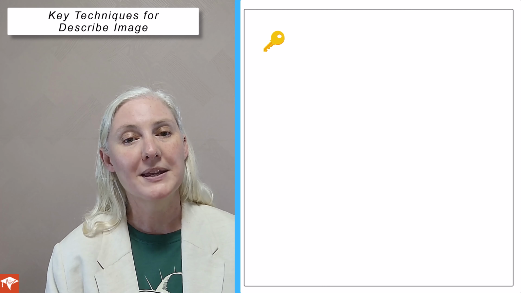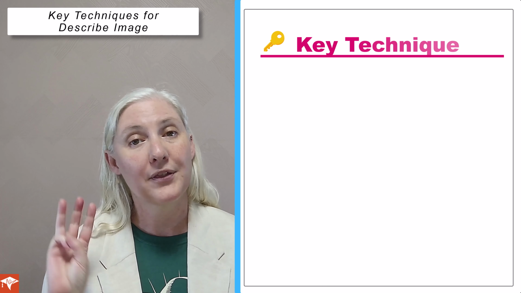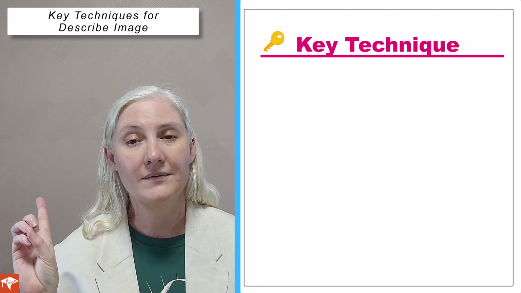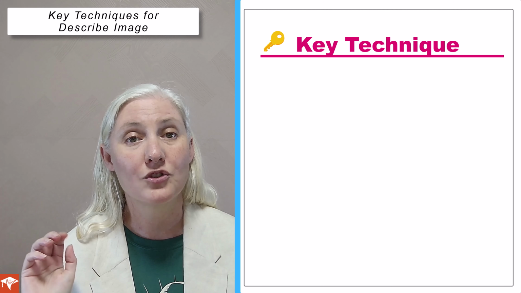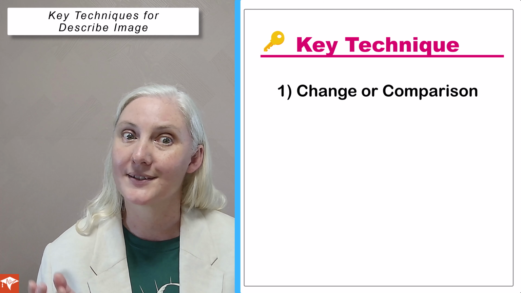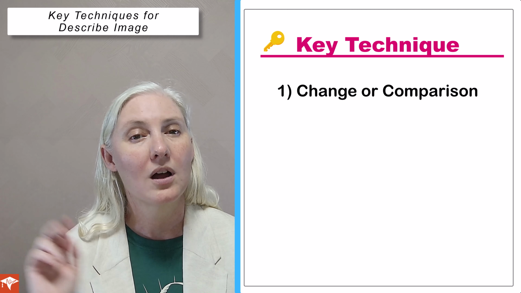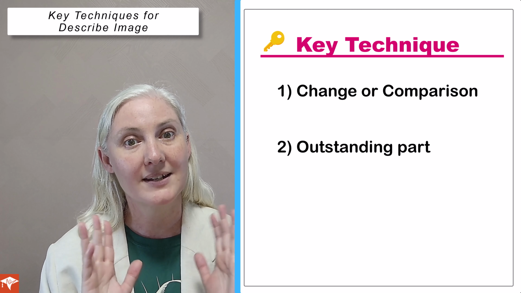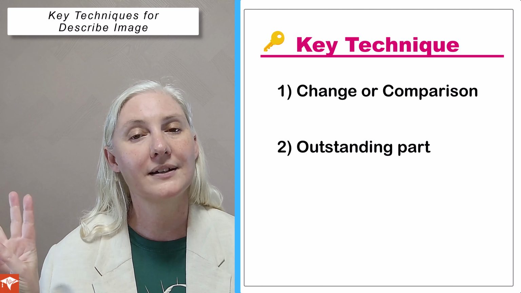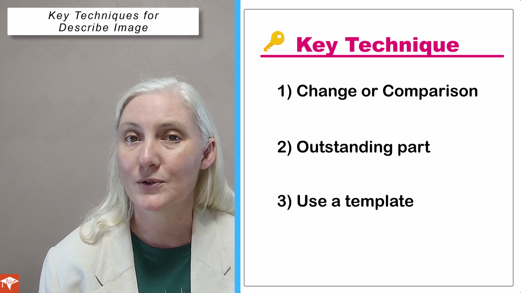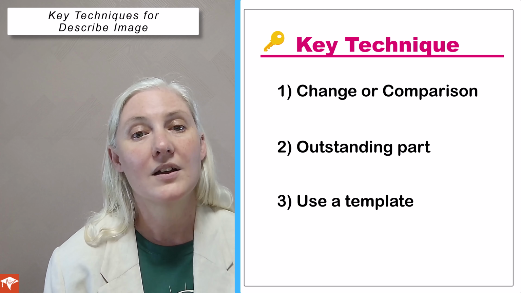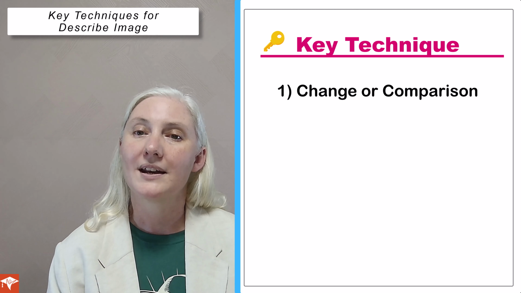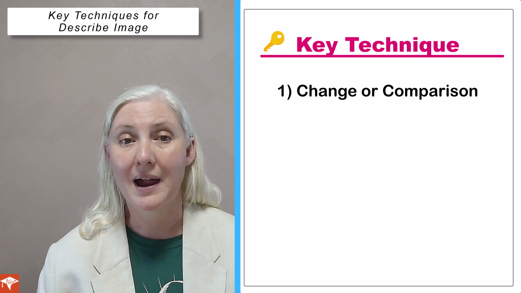To describe a PTE image, there are 3 steps. 1. Work out if the image shows change or comparison. 2. Focus on the most outstanding part. 3. Use a template for your first 2 sentences. So, step 1. Work out if the image shows change or comparison.